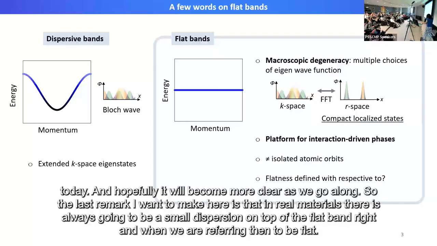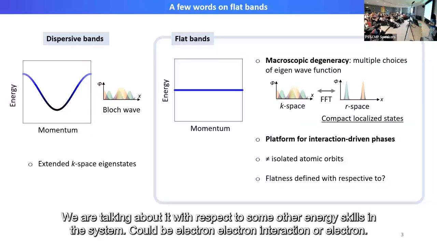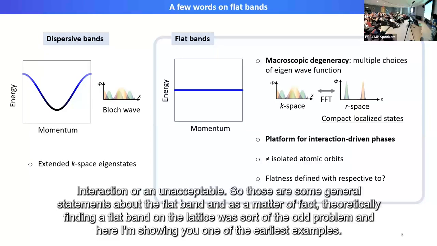Right. So the last remark I want to make here is that in real materials, there's always going to be a small dispersion on top of the flat bands, right? And when we are referring to a band as flat, we are talking about it with respect to some other energy scales in the system. Could be electron-electron interaction or electron-photon interaction, etc. Right. So those are some general statements about the flat band.